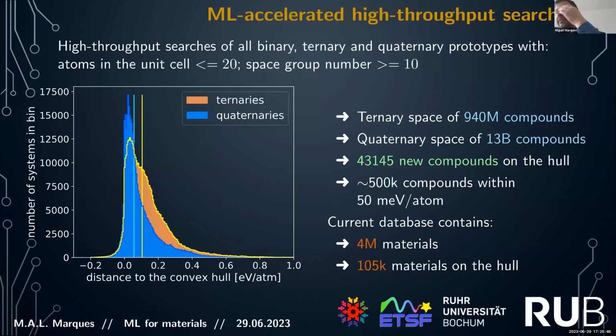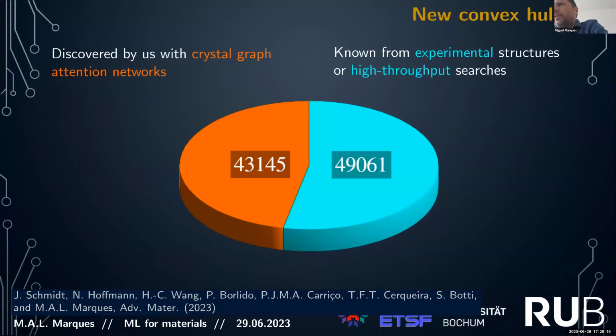Our current database, and these are numbers from a few months ago, has 4 million compounds now. Most of this database is already public. You can download it in the Materials Cloud. We are working on putting it in NOMAD also. And again, these are numbers from around half a year ago, we have now around 105,000 materials on the hull. For comparison, our hull before crystal graph networks was composed of around 49,000 compounds. This is already considerably larger than, for example, the whole of the Materials Project, which is a bit more than 30,000 compounds.